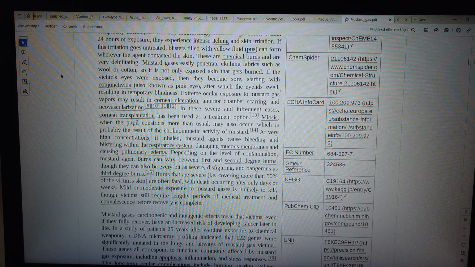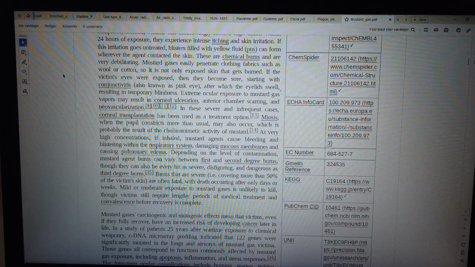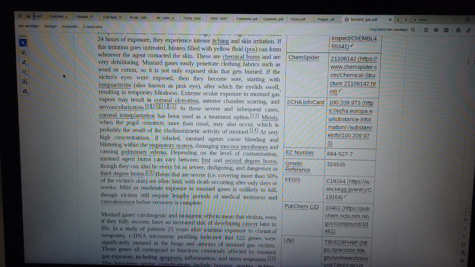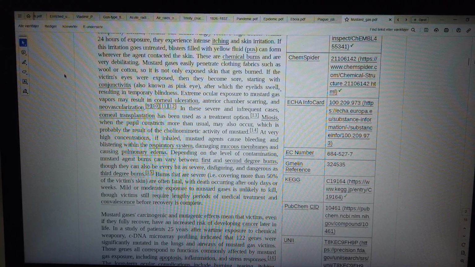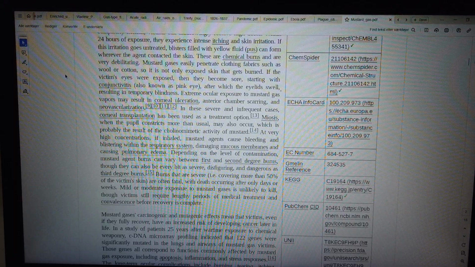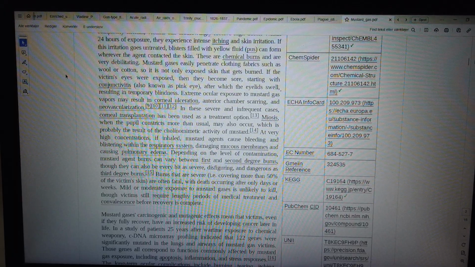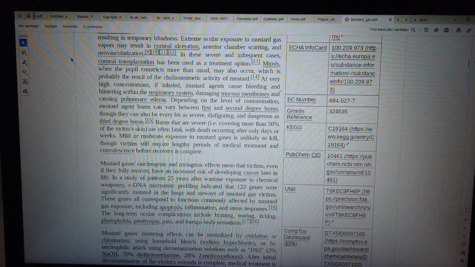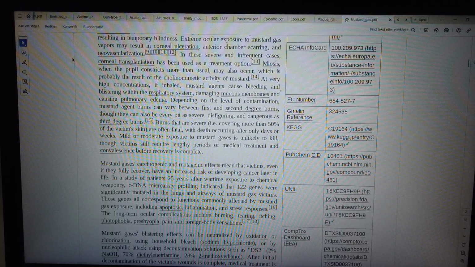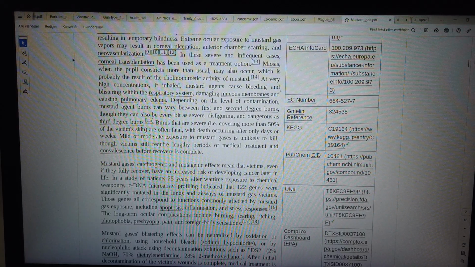Mustard gases easily penetrate clothing fabrics such as wool or cotton, so it is not only exposed skin that gets burned. If the victim's eyes were exposed, then they become sore, starting with conjunctivitis, also known as pink eye, after which the eyelids swell, resulting in temporary blindness. Extreme ocular exposure to mustard gas vapors may result in corneal ulceration, anterior chamber scarring, and neovascularization. In these severe and infrequent cases, corneal transplantation has been used as a treatment option.